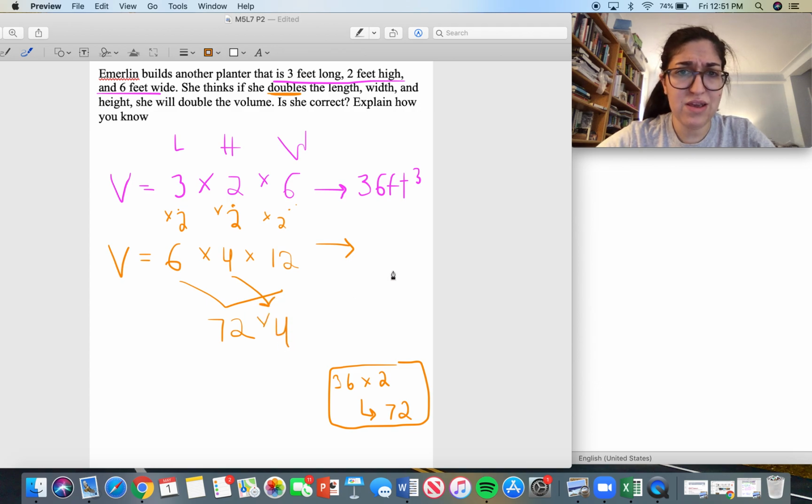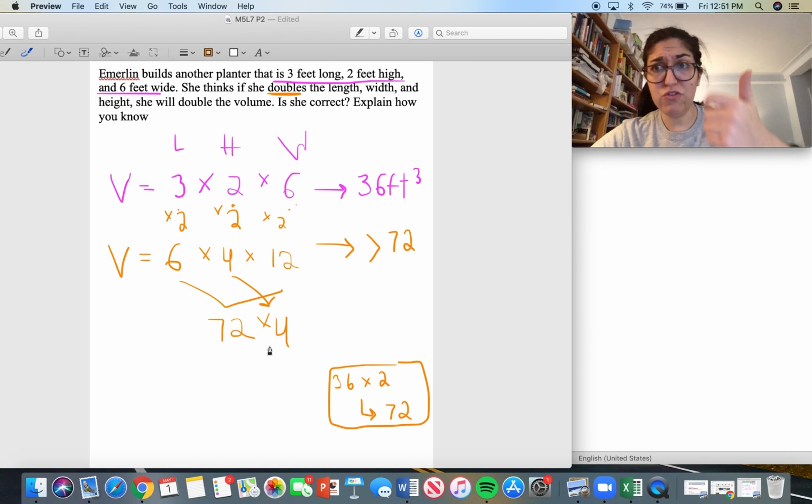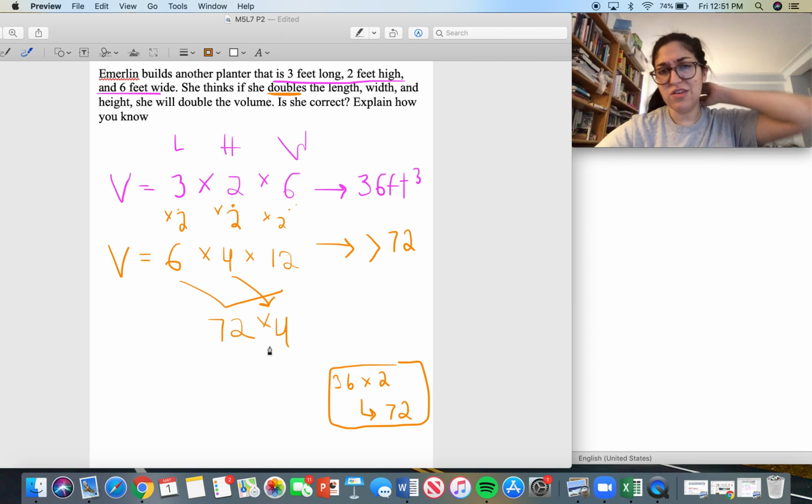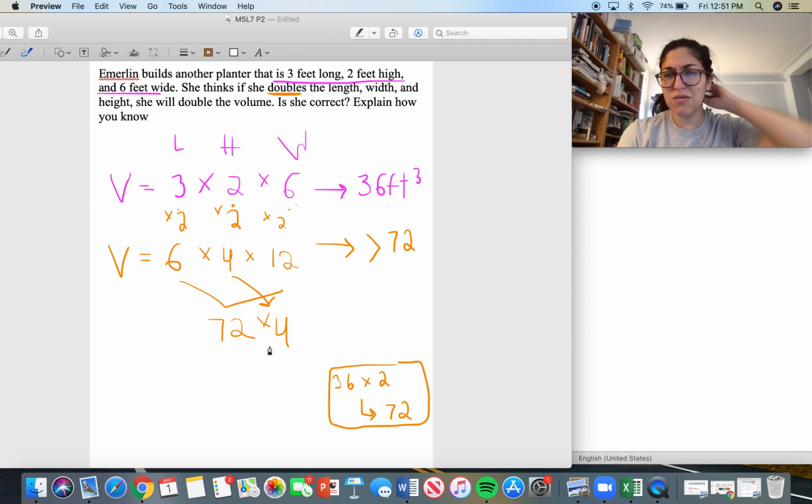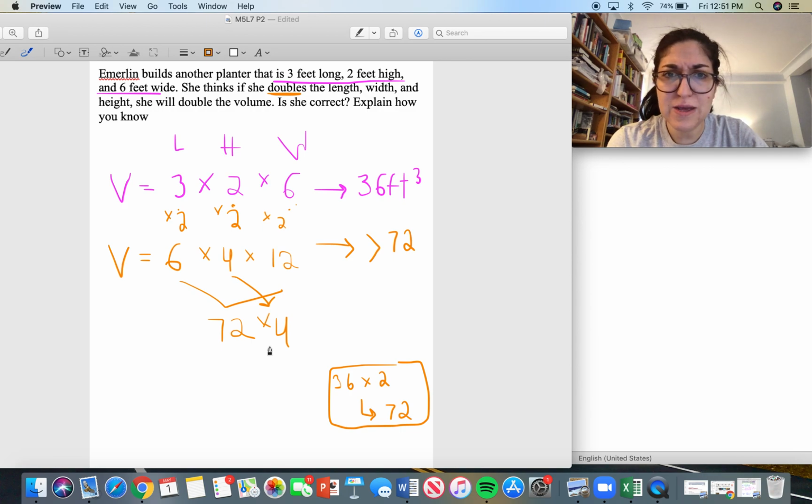So no matter what I get, it is going to be greater than 72 because it's going to be 72 times another 4, or 72 plus 72 plus 72 plus 72. So no, it's not going to double the volume. It's going to more than double it. And when you think about it, there's a reason why.